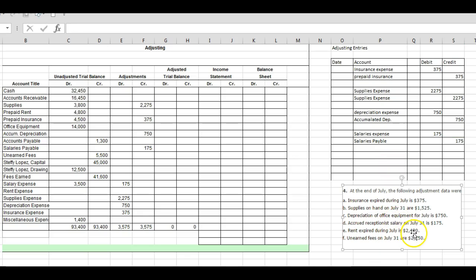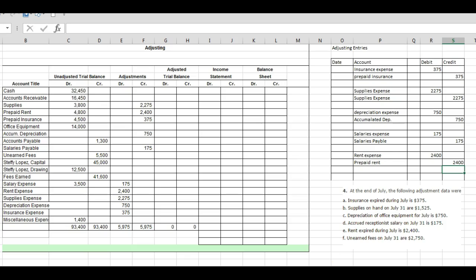I have rent expired during the month of $2,400. So I must have a prepaid rent account. Yep, I do. So I have a rent expense of $2,400 and a, where'd that go? Prepaid rent. I need to decrease that one. So that takes us to another entry. So I have rent expense, $2,400, and I have prepaid rent credited to decrease it for $2,400.